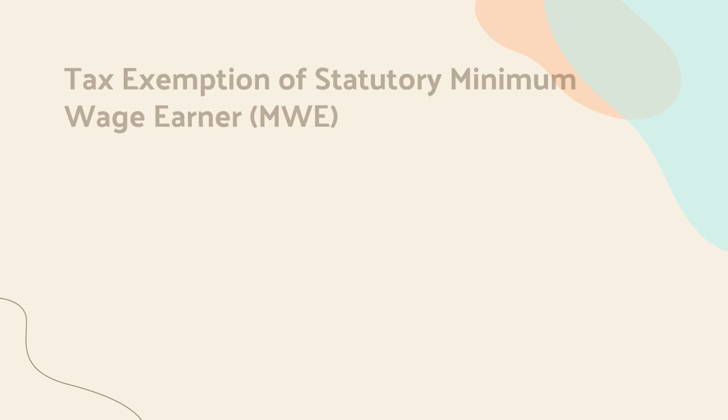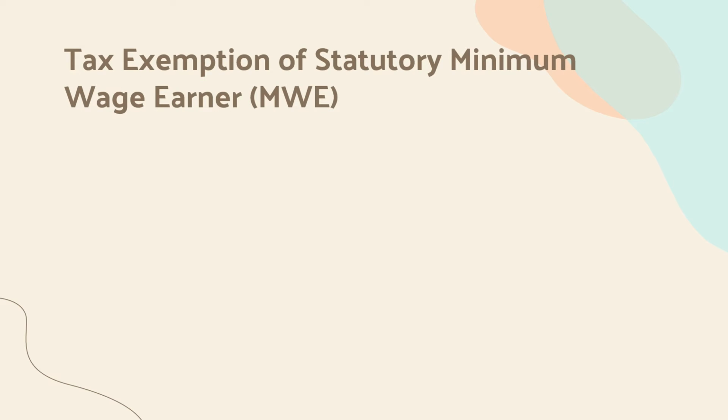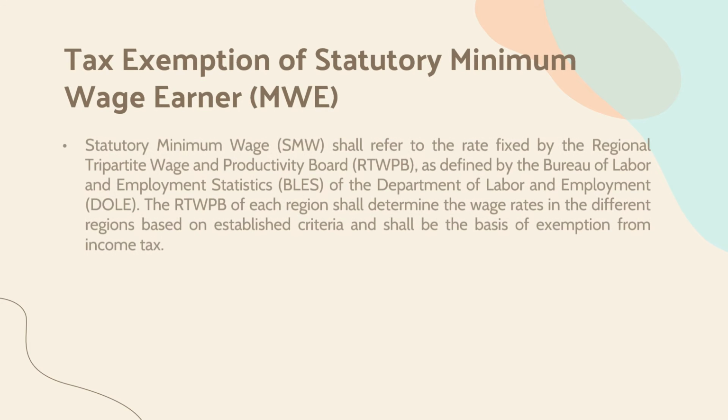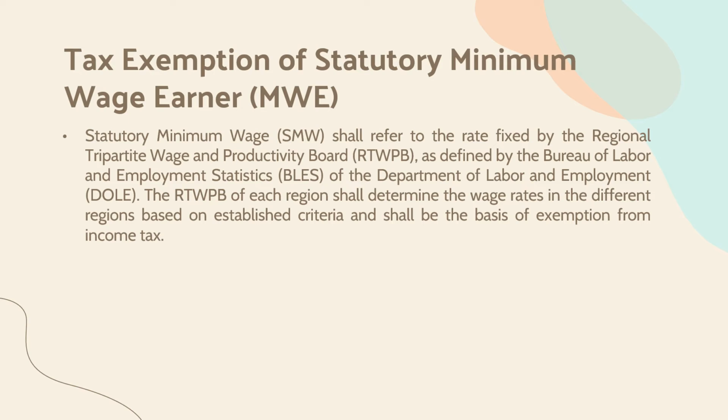Tax exemption of statutory minimum wage earner. Statutory minimum wage shall refer to the rate fixed by the Regional Tripartite Wages and Productivity Board, which is the RTWPB, as defined by the Bureau of Labor and Employment Statistics of the Department of Labor and Employment. The RTWPB of each region shall determine the wage rates in the different regions based on established criteria and shall be the basis of exemption from income tax.